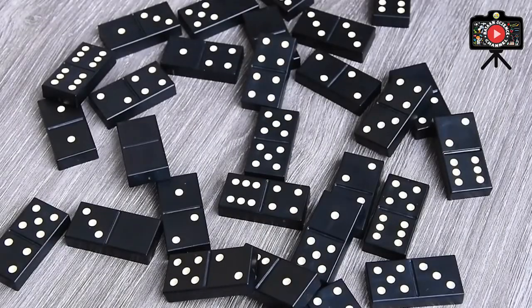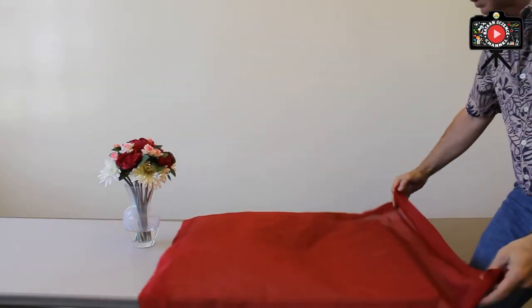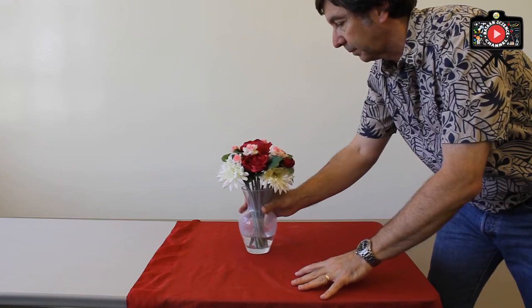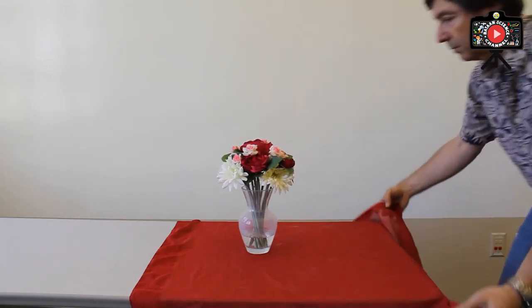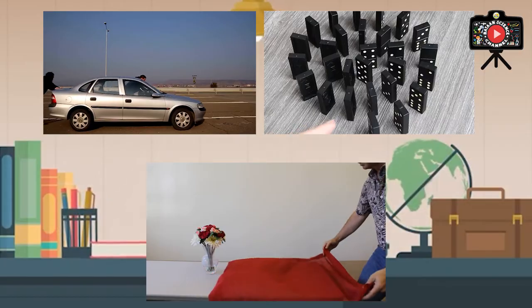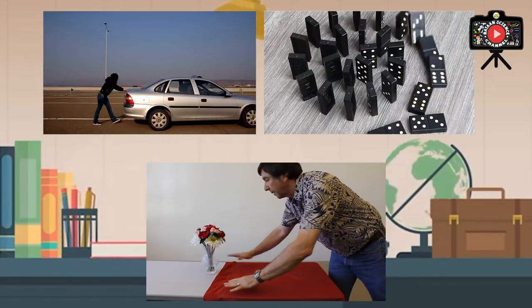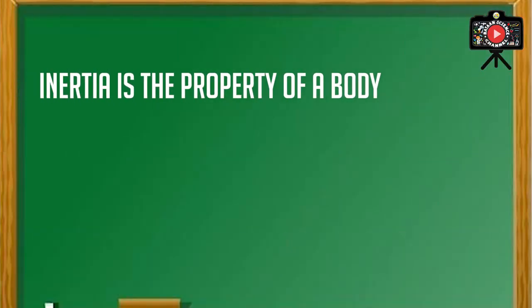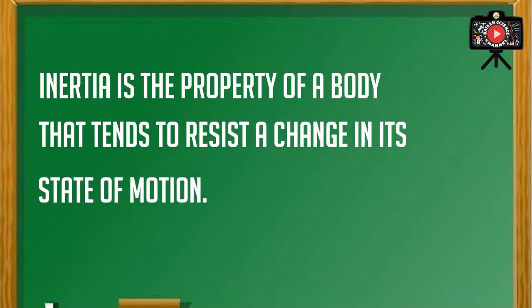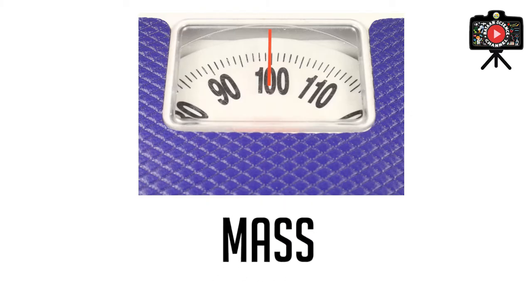The first law is also applied in pulling a tablecloth very quickly without dislodging the dishes. When the tablecloth is pulled very quickly, the pulling force is unable to act on the dishes. Hence, the dishes remain at rest. Those example situations are due to inertia. Inertia is the property of a body that tends to resist a change in its state of motion. The measure of inertia is mass.